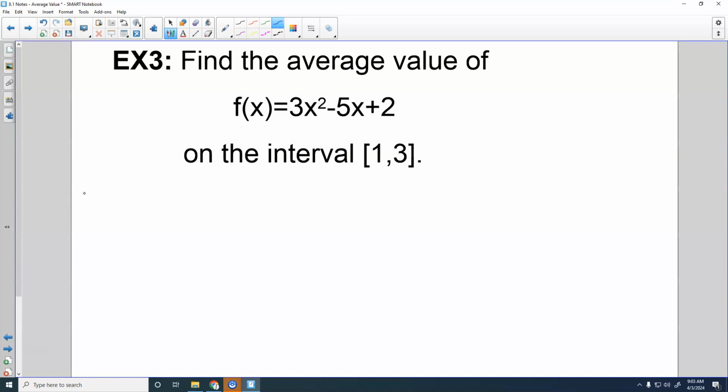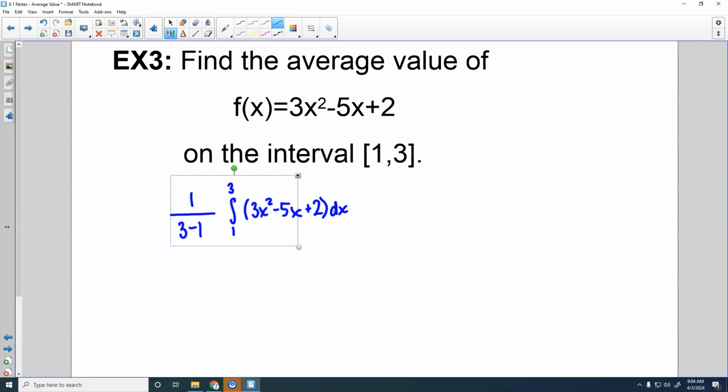So sometimes you just get a naked problem like this. Find the average value of f of x equals 3x squared minus 5x plus 2 on the interval from 1 to 3. Okay, so using that formula that we just had, it's going to be 1 over the length of the interval, so you're doing 3 minus 1 there, times the integral from 1 to 3 of 3x squared minus 5x plus 2 dx.